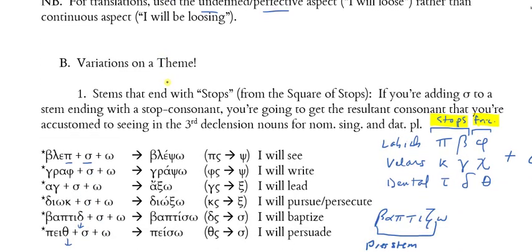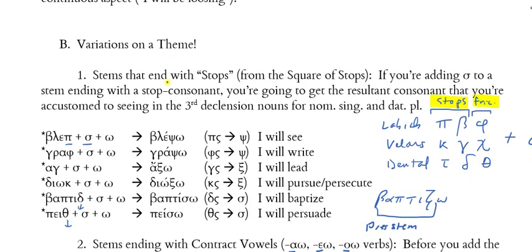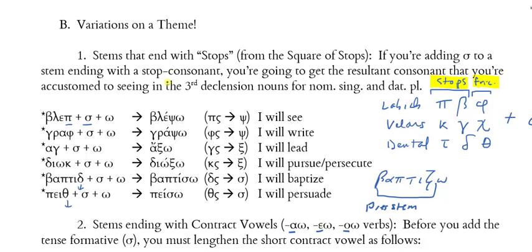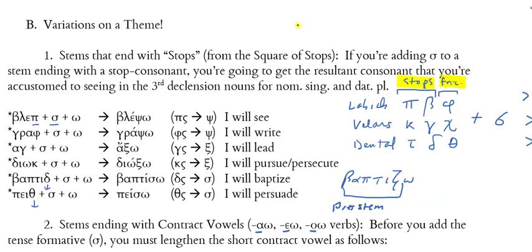Okay, now this next section I call variations on a theme. What we're doing here is we're still going to be adding the sigma for the future tense, but there are some situations that merit some discussion in a couple of varieties of types of stems that we're adding that sigma to. So the first one are stems that end with stop consonants. Remember the square of stops. I've put it up here for you on my screen. Remember, labials are pi, beta, phi. Velars, kappa, gamma, chi. Dentals, tau, delta, theta.